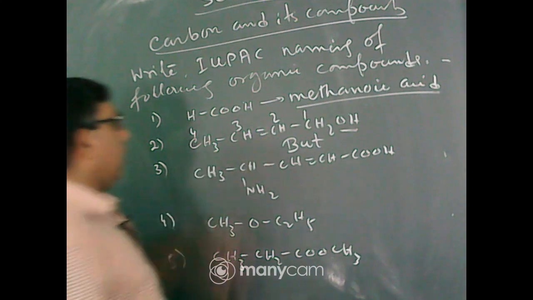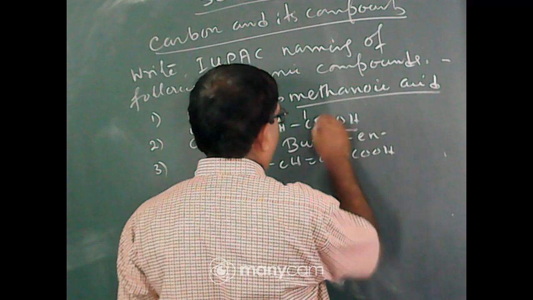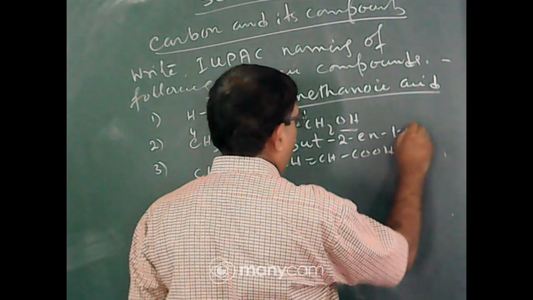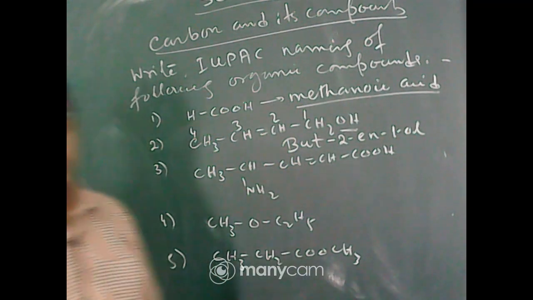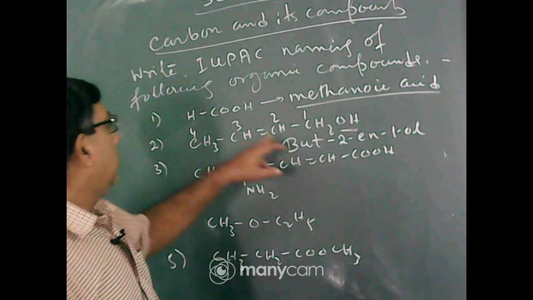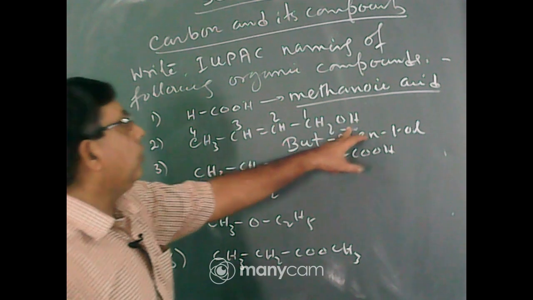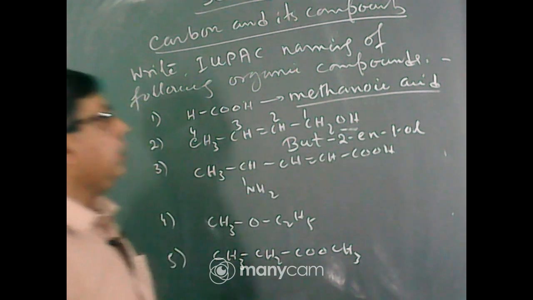Now double bond at carbon number 2, so 2 en, and OH at 1, so 1 ol. So the name of this compound is but-2-en-1-ol. Carbon number 2 has a double bond, so en, and carbon number 1 has an OH group, so ol.